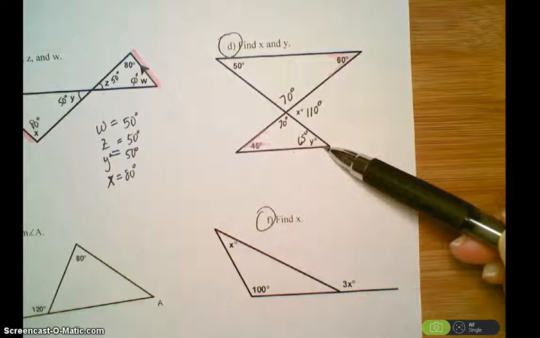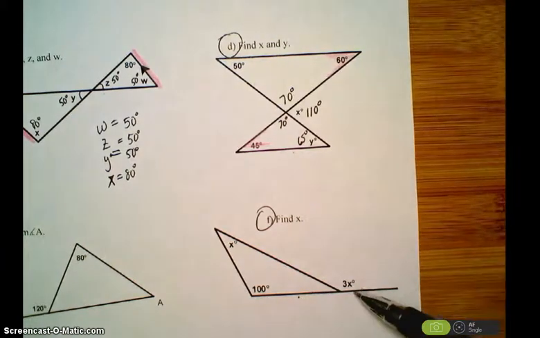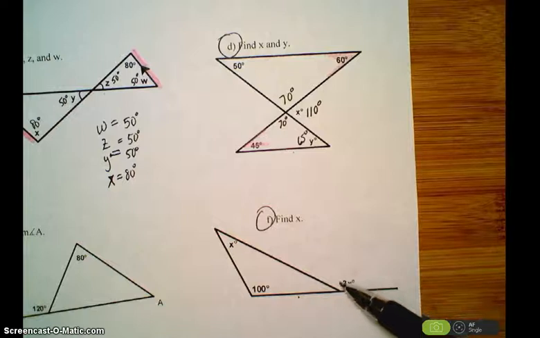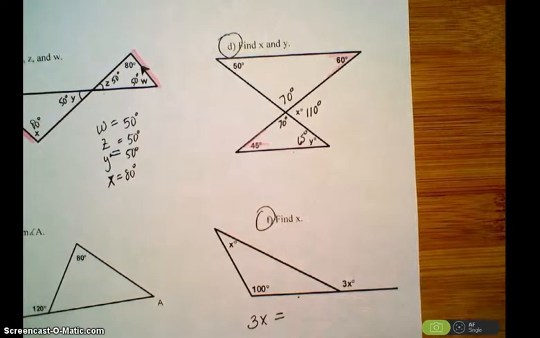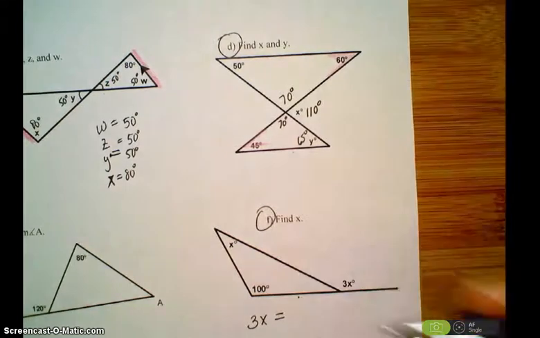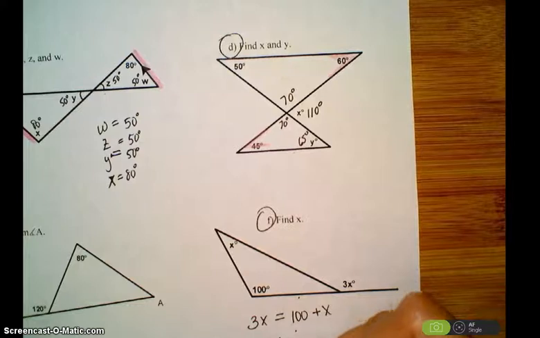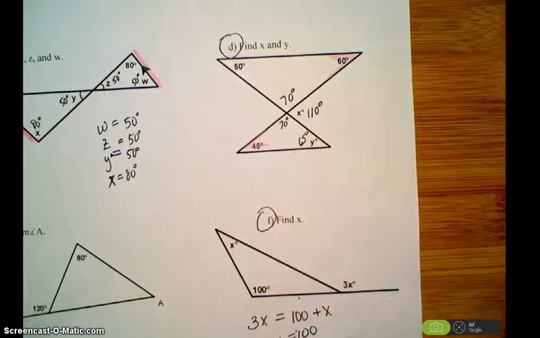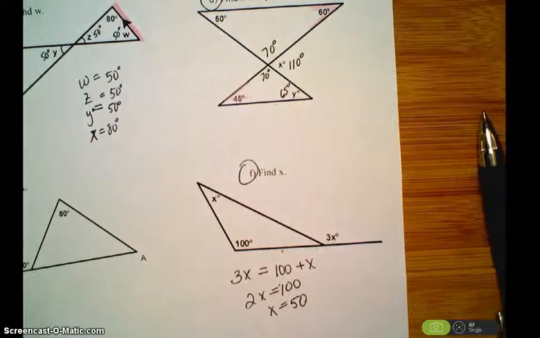Okay, the last example we're going to do on this page is example F. And this is a situation where you definitely want to use the triangle exterior angle theorem. Again, it says that the exterior angle of a triangle is equal to the sum of the two remote interiors, which in this case would be 100 plus x. And then you're just going to go ahead and do your algebra and find out that x is 50. That's all you had to do, was find x, and we'll move on to page 3 now.